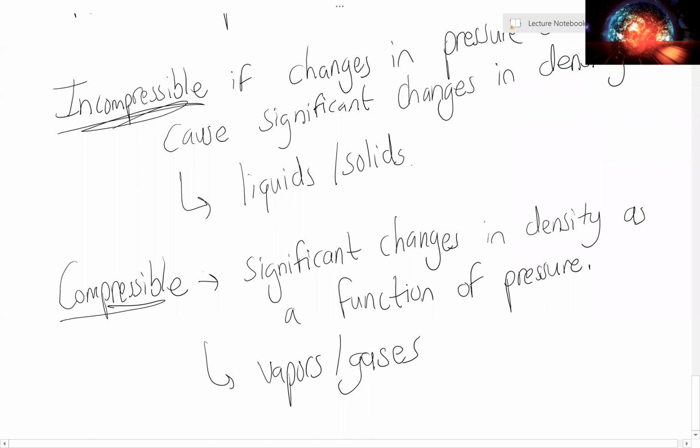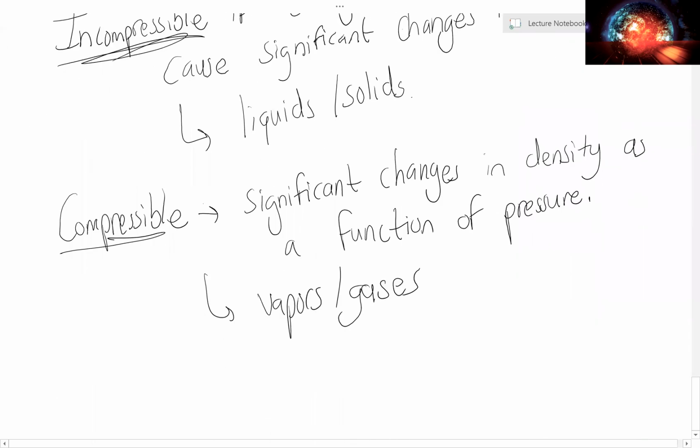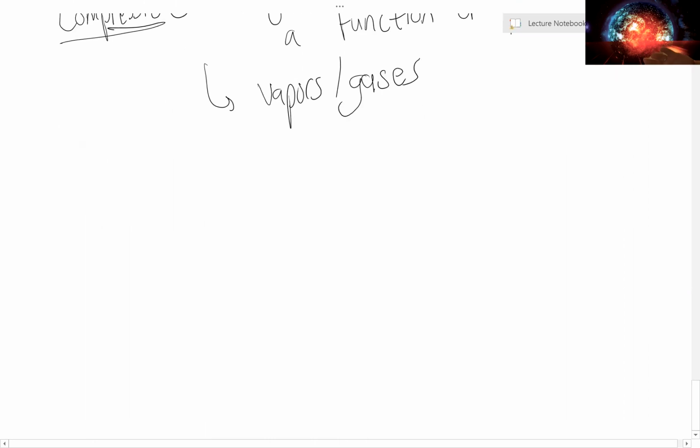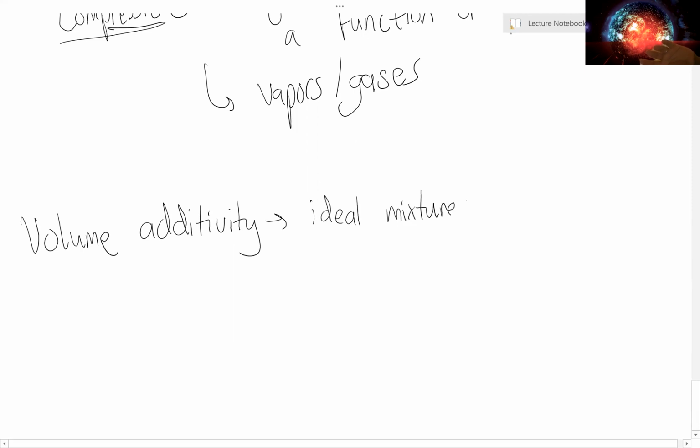So it's important to understand this implication for density as we consider, or at least begin to consider, equations of state and how species react to changes in both pressure and temperature. One of the things that we like to assume is this idea of volume additivity. And this is for ideal mixtures where you have similar molecular structures among species in the mixture.